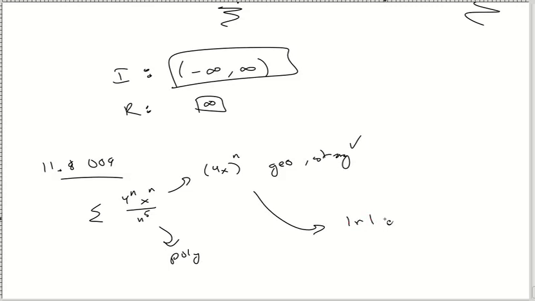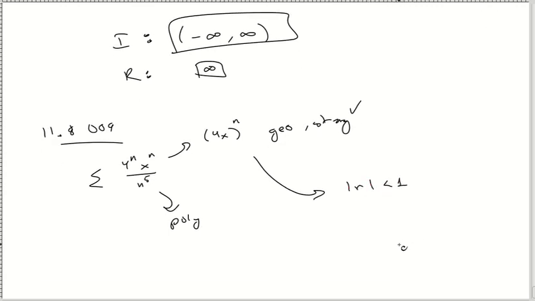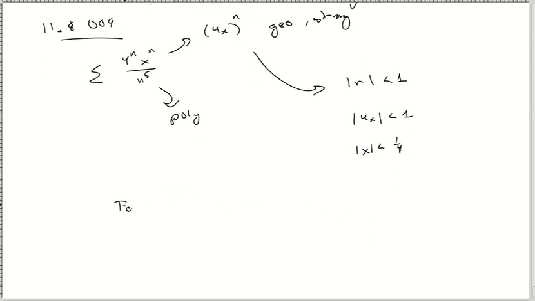So my absolute value of r must be less than 1. That's the convergence condition for the geometric series. So we have absolute value of 4x is less than 1. You move it over, divide by 4. So basically you got absolute value of x is less than 1/4. And that's going to be your answer. You're basically saying my interval is from negative 1/4 to positive 1/4.